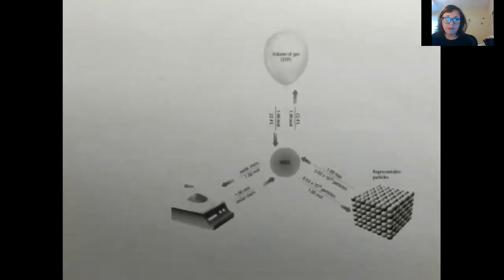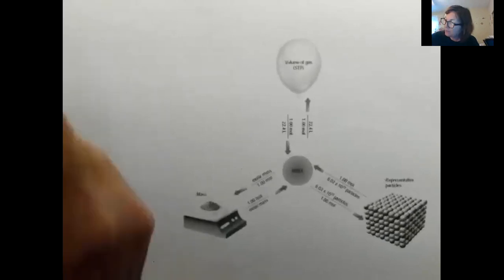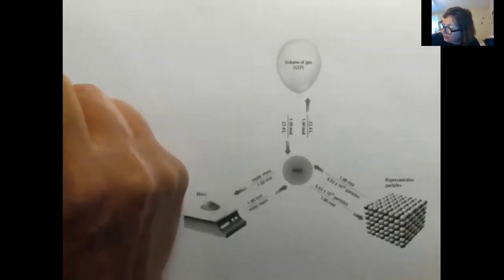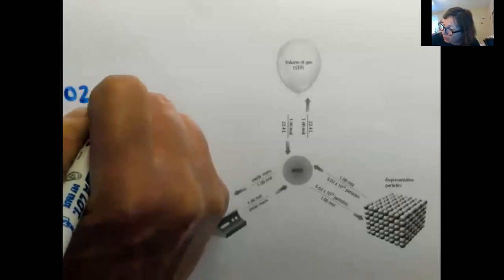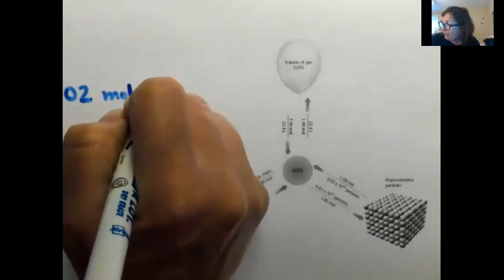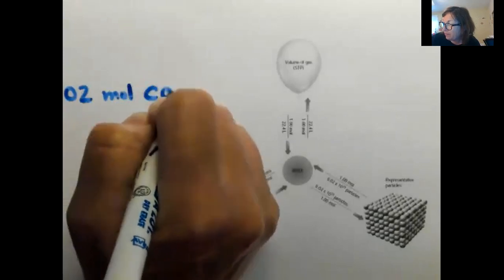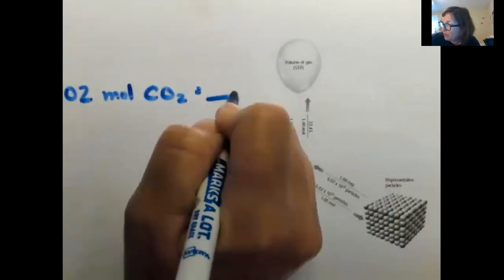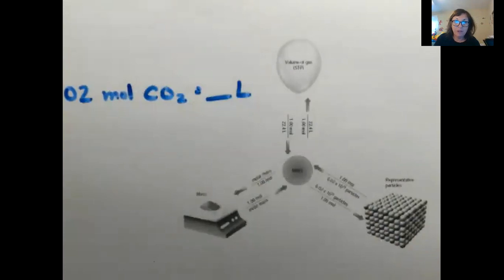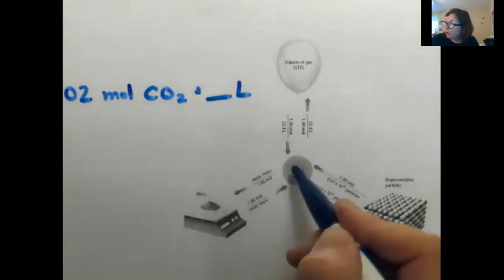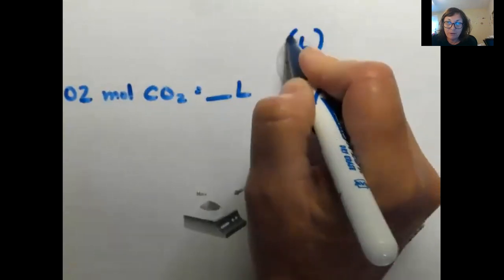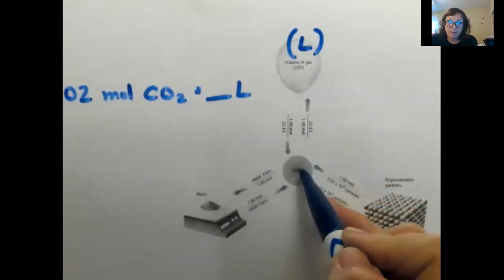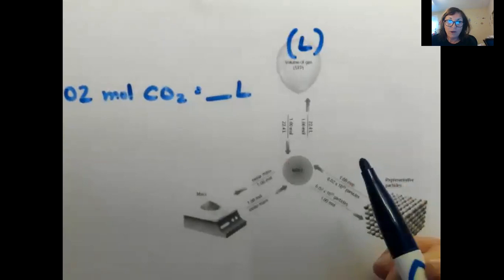Okay, so let's say I have 1.02 moles of carbon dioxide, that's a gas. I want to know how many liters that will be. So now I'm going from moles to volume. Remember, this is liters up here, okay? So I'm going from moles to volume.